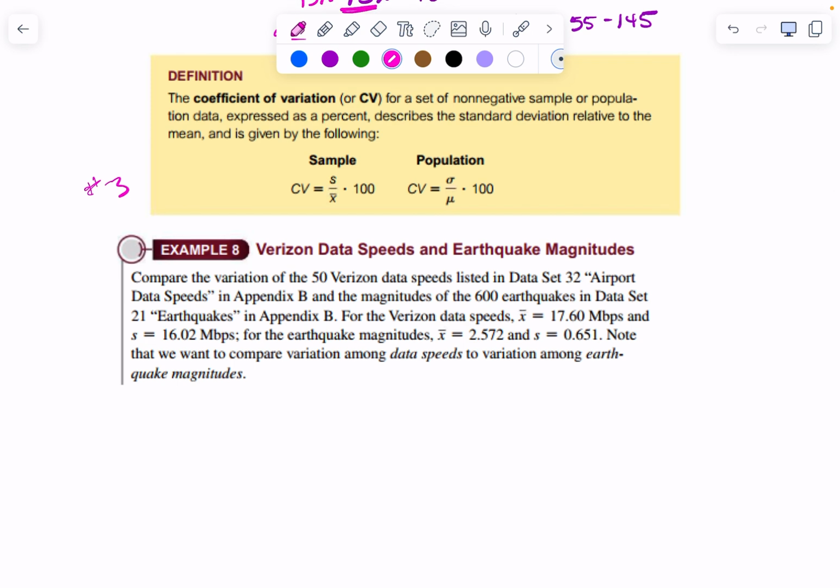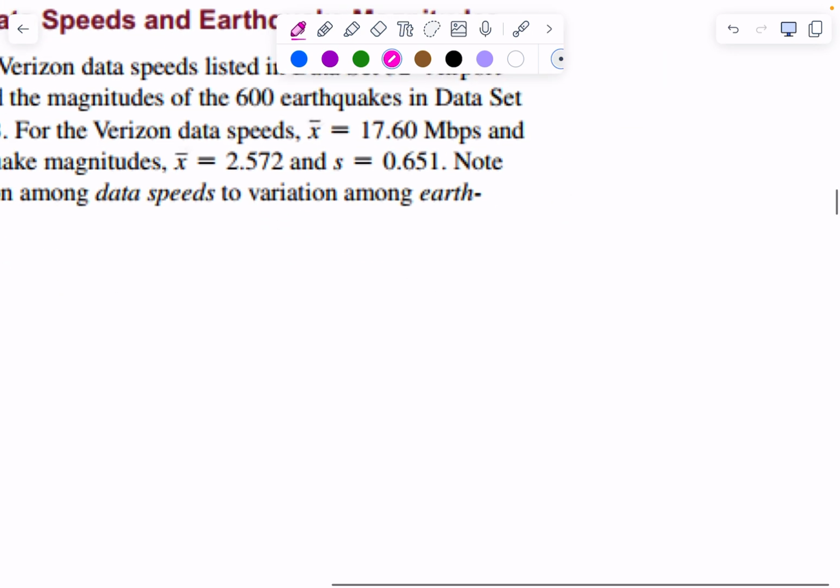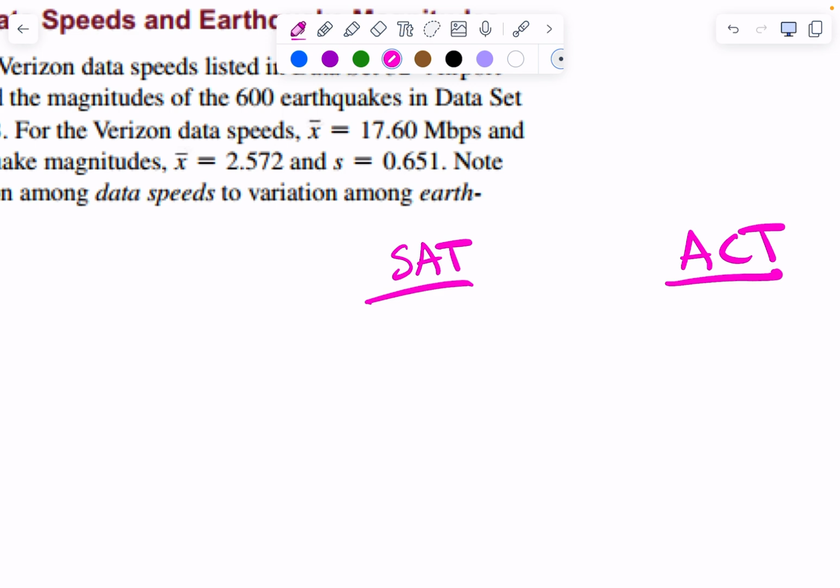Let's say we're talking about SAT scores and ACT scores, right? The ACT goes 0 to 36, 36 being the highest. Let's say the average ACT score is a 19, with a standard deviation of 2.